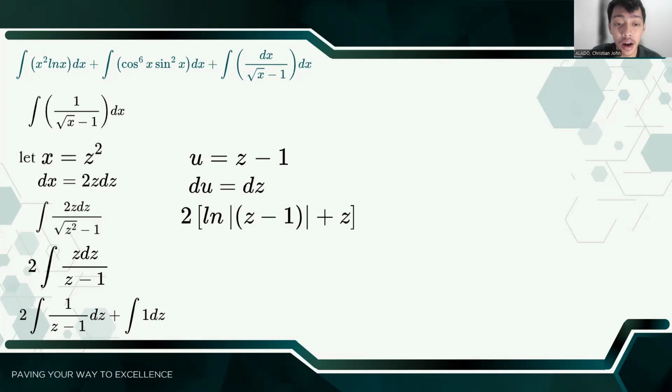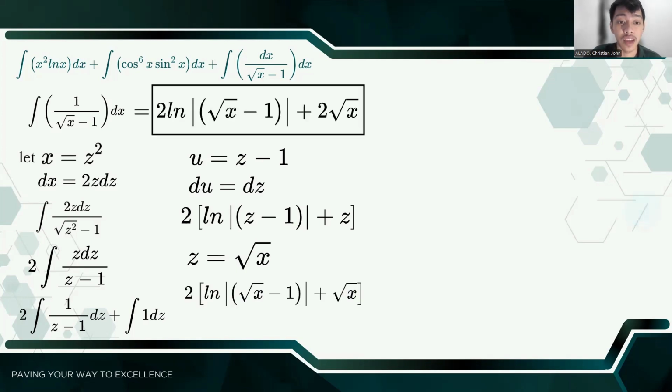However, as you know, z is not our variable, meaning we still have to substitute x back to our equation, wherein z is equal to square root of x. Now, for our final answer, we will have 2 ln of absolute value of square root of x minus 1 plus 2 square root of x.